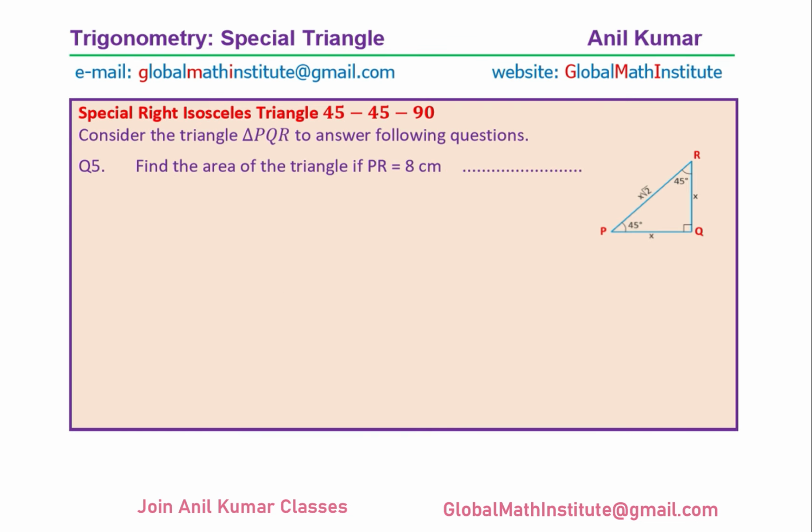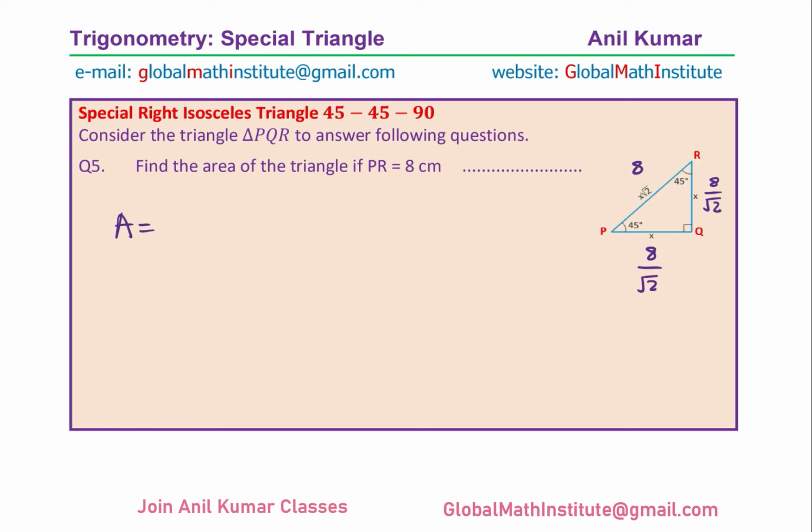Here is question number 5. Find the area of the triangle if PR is 8. So P to R is 8 centimeters. So the other sides will be 8 over square root 2 and 8 over square root 2.